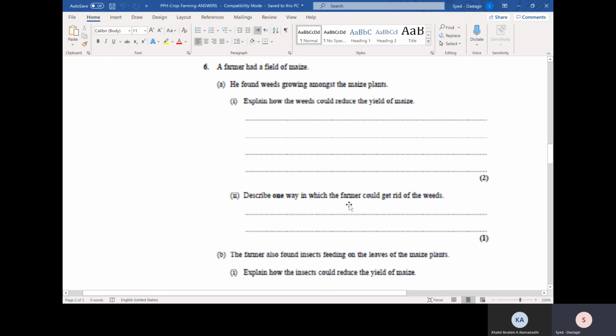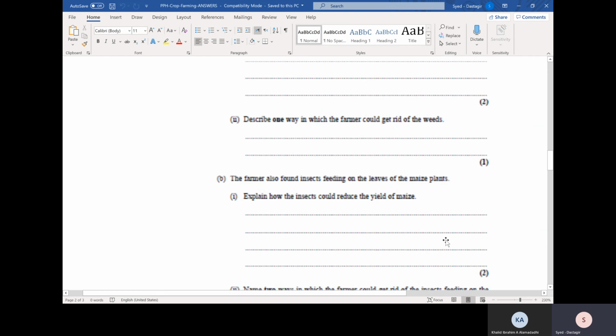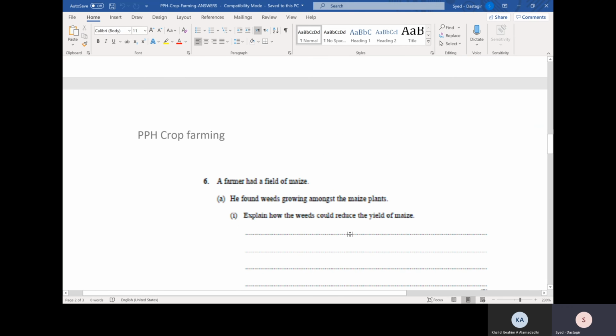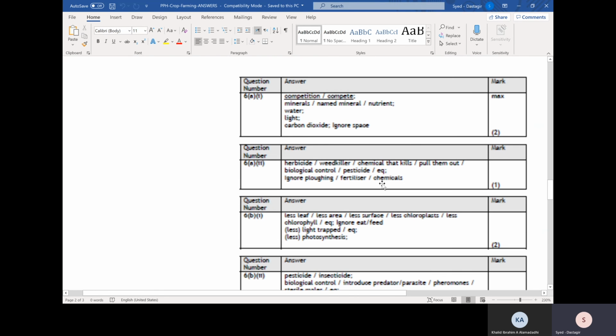We could describe one way in which the farmer could get rid of the weed. So again, pesticides, because it's a weed, we would use a specific pesticide called a herbicide or weed killer, which is a chemical that kills these sorts of plants, or even a biological control. Even if you mention pesticide, you'd get the mark. However, if you only mentioned chemicals or fertilizers or ploughing, you would not get the mark.